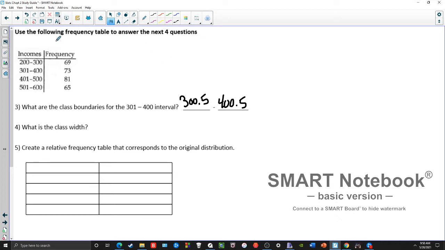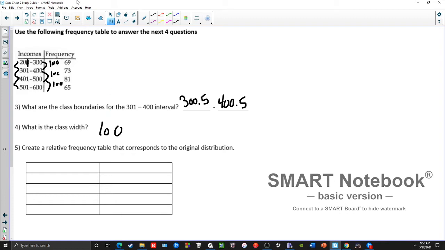What is the class width? The class width is how much you're going from each one down below. And by the way, I think I made a correction on the study guide. This should be 201, not 200, because remember the class width has to be equal. In this case, it's always a 100 jump, whether going from the top end or from the low end: 100, 100, 100. So the class width here is 100. There's a 100 unit jump between the first and the second, second and third, third and fourth, and so on.